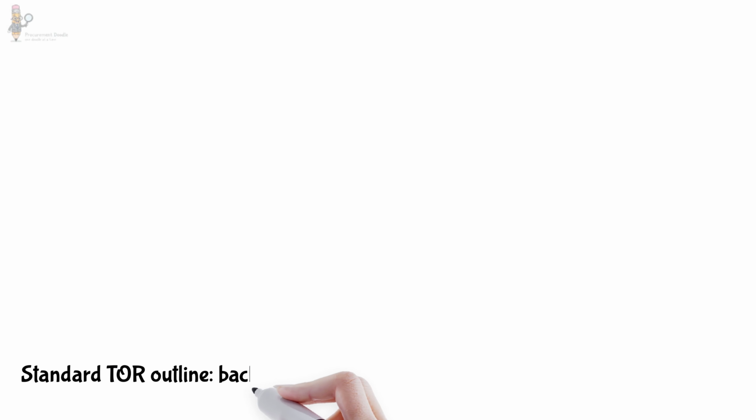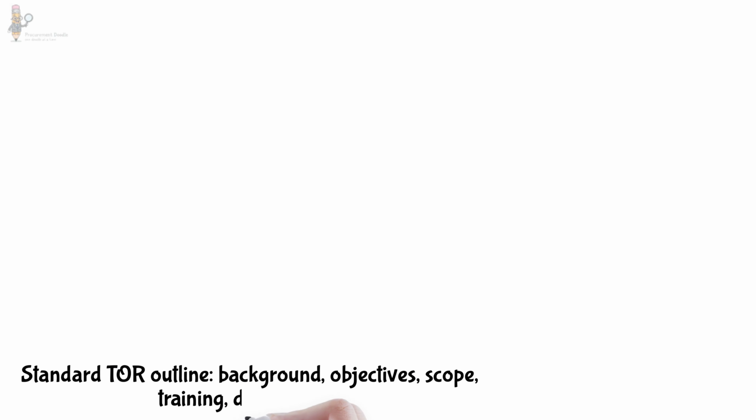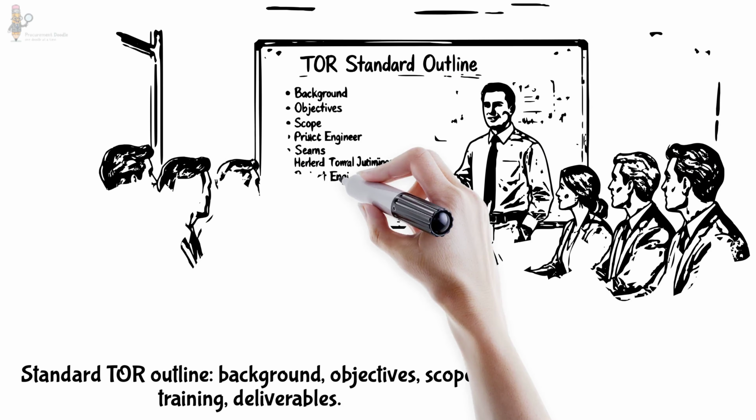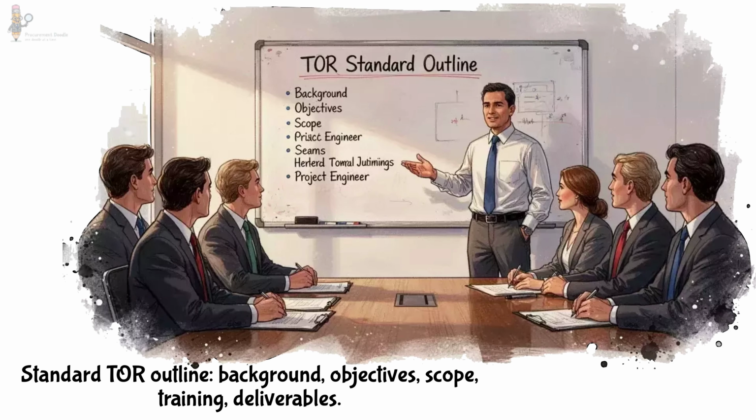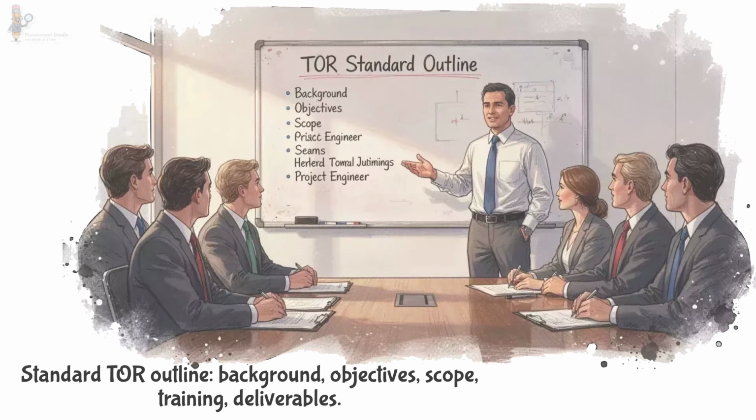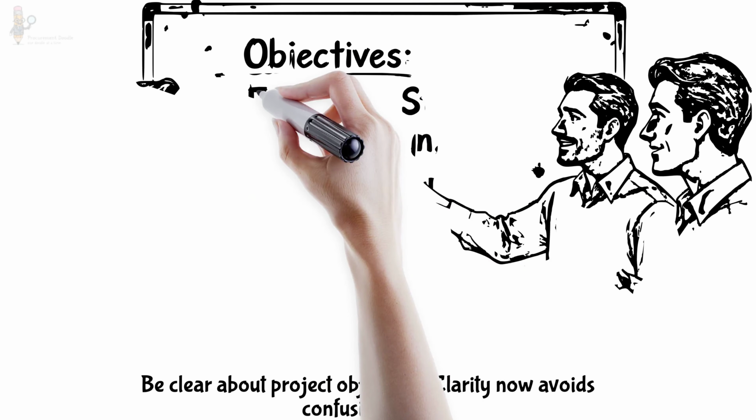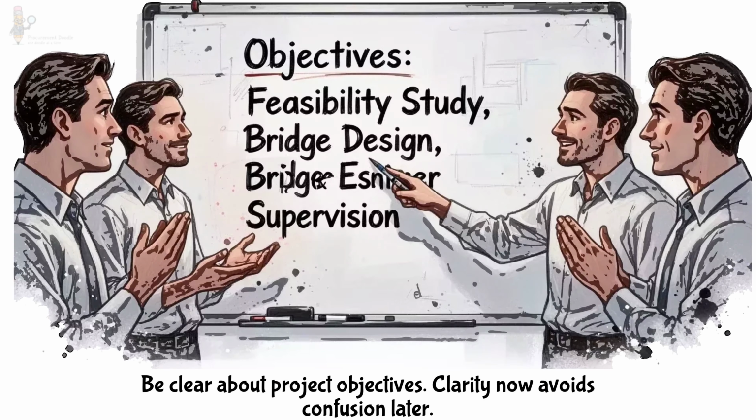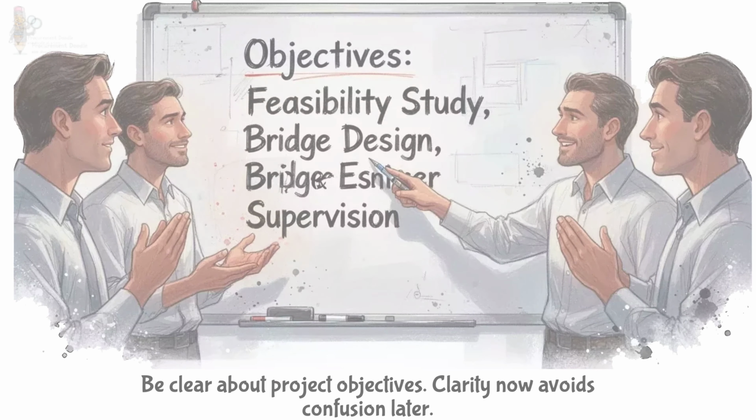So, what goes into the perfect TOR? Let's look at the standard outline. First, the background. Tell the story. Who is the PE? Where is the site? What studies have been done already? Don't make them start from zero. Second, the objectives. Be precise. Are you conducting a feasibility study, designing a bridge, or supervising construction? Clarity here avoids confusion later.